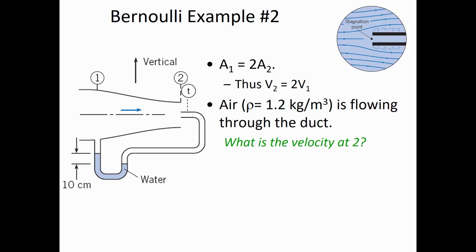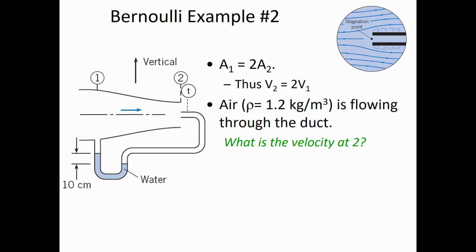Let's say that we're told the cross-sectional area at location 1 is double the area at location 2. So area 2 is half of the area at area 1. What that means is that V2 is twice the velocity at location 1, because A1 V1 must equal A2 V2.